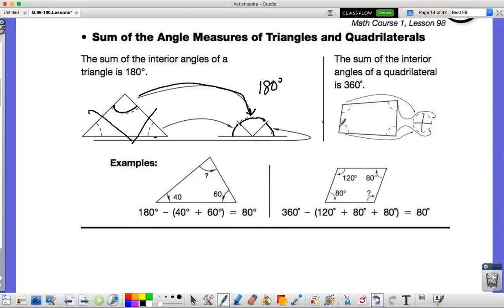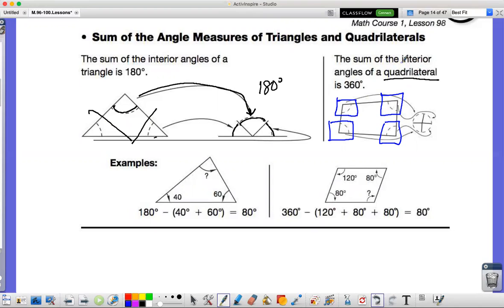If you do the same thing with a quadrilateral, what's the difference between a triangle and a quadrilateral? Well, a quadrilateral has four sides. See, this has 1, 2, 3, 4. The triangle only has 3. And it also has 4 corners, and a triangle has 3 corners.